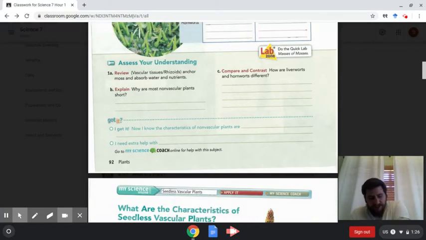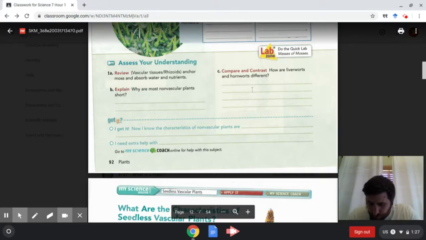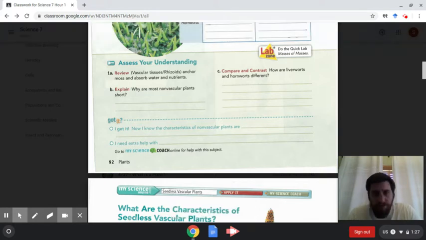Okay, review and assess your understanding. Is it vascular tissues or rhizoids that anchor moss and absorb water and nutrients? It's rhizoids that do that. Okay. Why are most non-vascular plants short? Because they have very thin walls to support them. And compare and contrast, how are liverworts and hornworts different? For example, they look different. Liverworts have more species, and hornworts rarely grow on rocks and trees. Right? They grow in the soil, mixed with the grass.